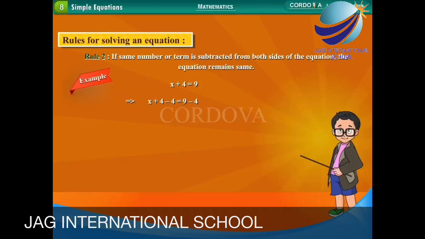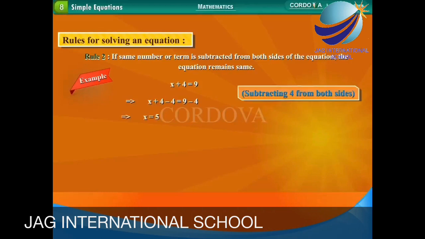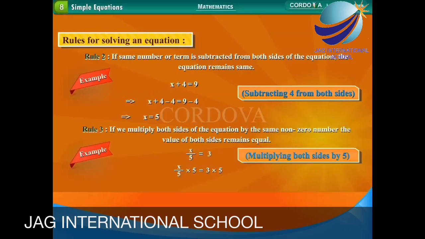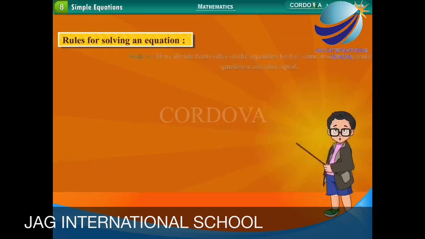This implies x plus 4 minus 4 is equal to 9 minus 4, subtracting 4 from both sides. Rule 3. If we multiply both sides of the equation by the same non-zero number, the value of both sides remains equal. For example, x upon 5 is equal to 3. This implies x upon 5 into 5 is equal to 3 into 5, multiplying both sides by 5. This implies x is equal to 15.